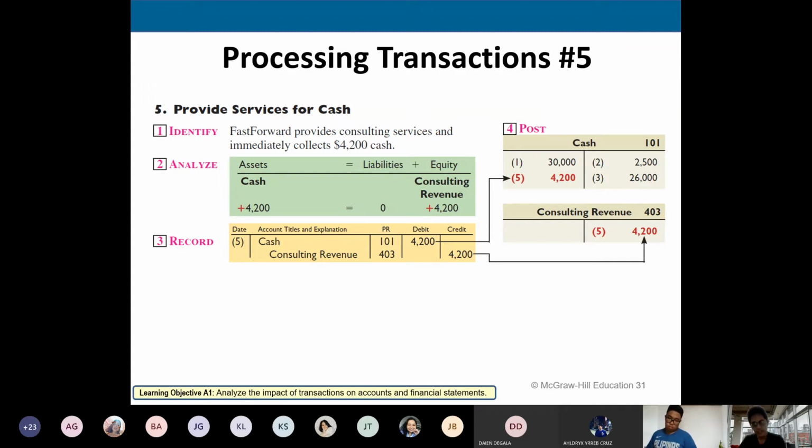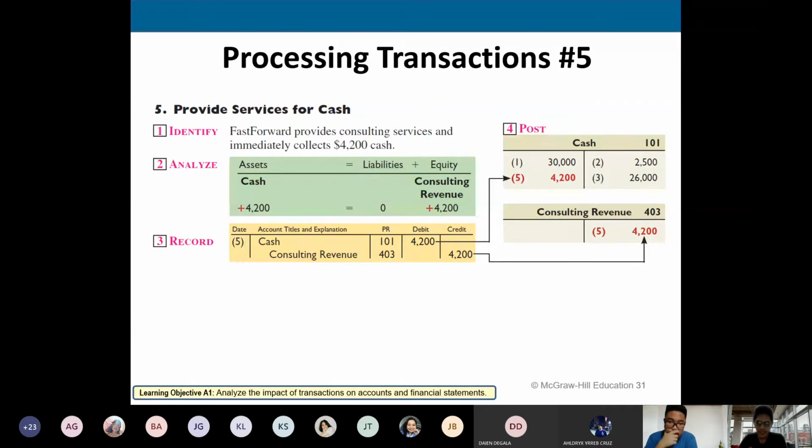Pero in our case kasi, this is an example of rendering a service on a cash basis, tama ba? Nasasabi dito, the company immediately collected the cash amounting to 4.2. So since naka-receive ko ng cash, nag-increase ang asset mo. And of course, anong corresponding credit mo? Sir, owner capital ba? Hindi, tama? Gagamitin lang natin ang owner capital.